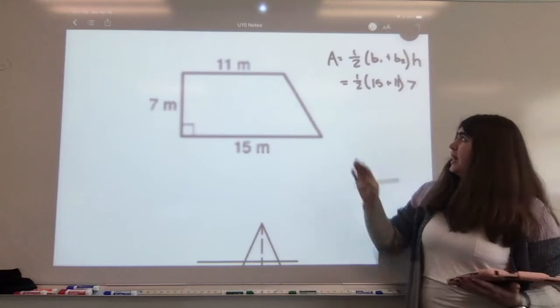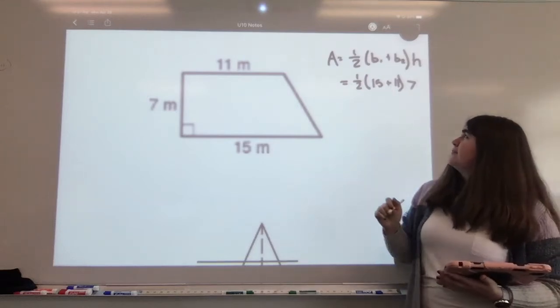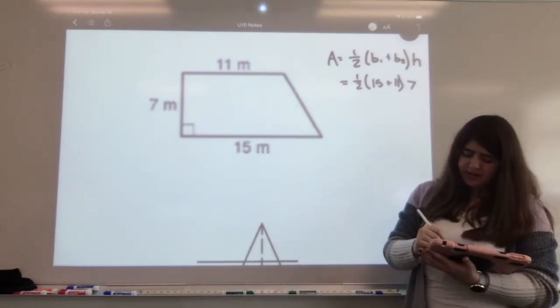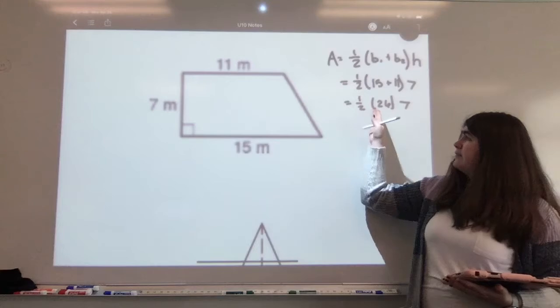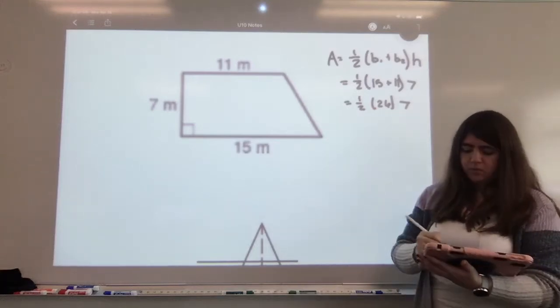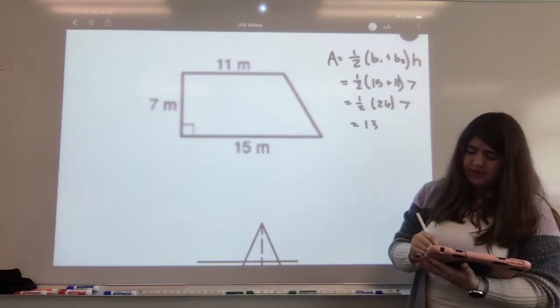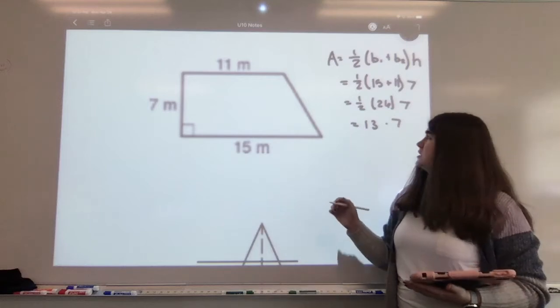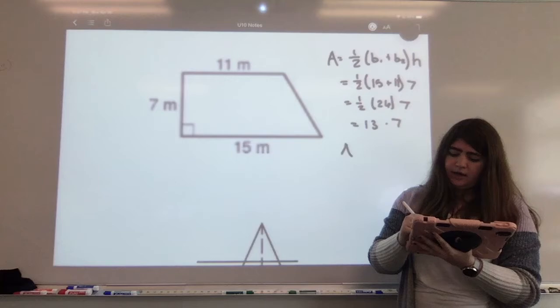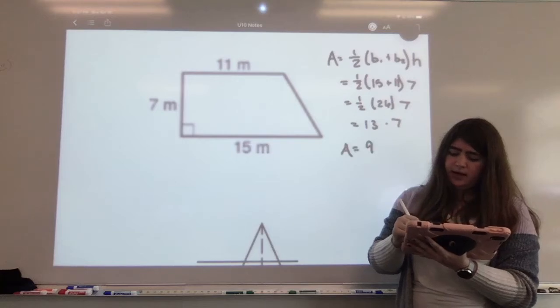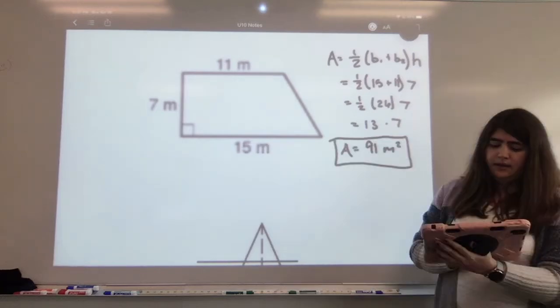So first I'm going to add these two pieces together. 15 plus 11 is equal to 26. So that's equal to 1/2 times 26 times 7. Half of 26 is 13. So what we really have is 13 times 7. 13 times 7 is equal to 91. So I have the area of this trapezoid is equal to 91 meters squared.